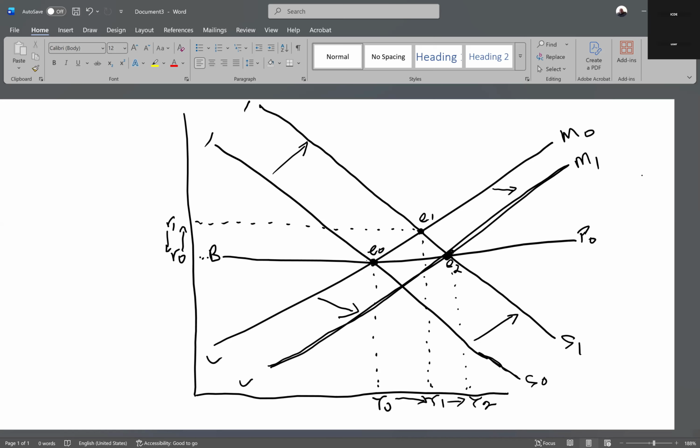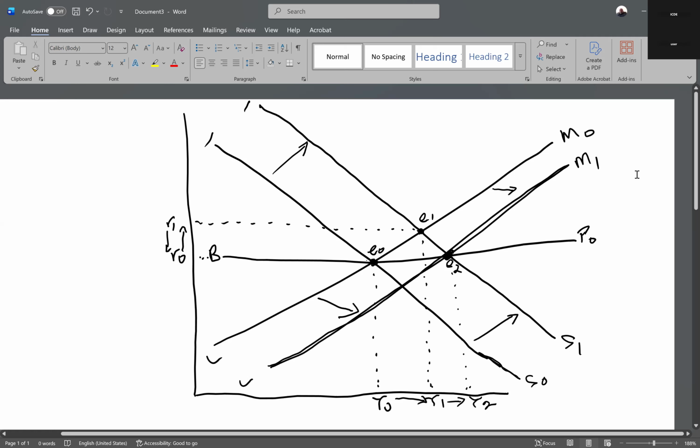So you see that fiscal policy is very effective under a fixed exchange rate regime because it increases what? Output from Y0 to Y1 to Y2. Do you see that? Yes, sir. Okay. All right.